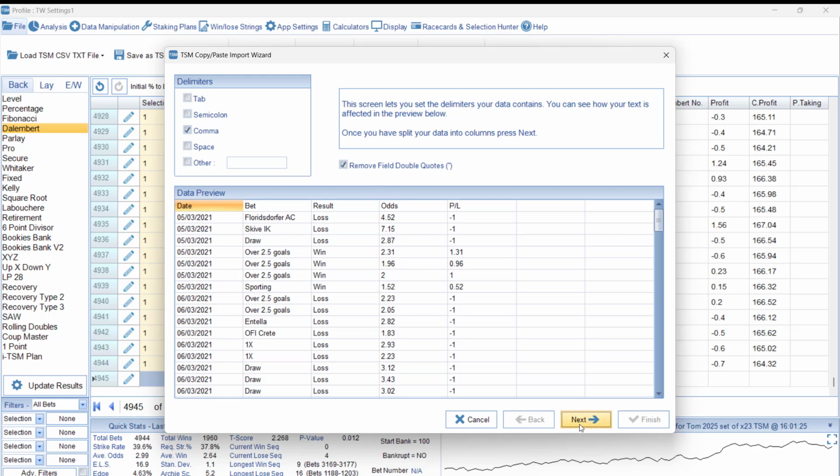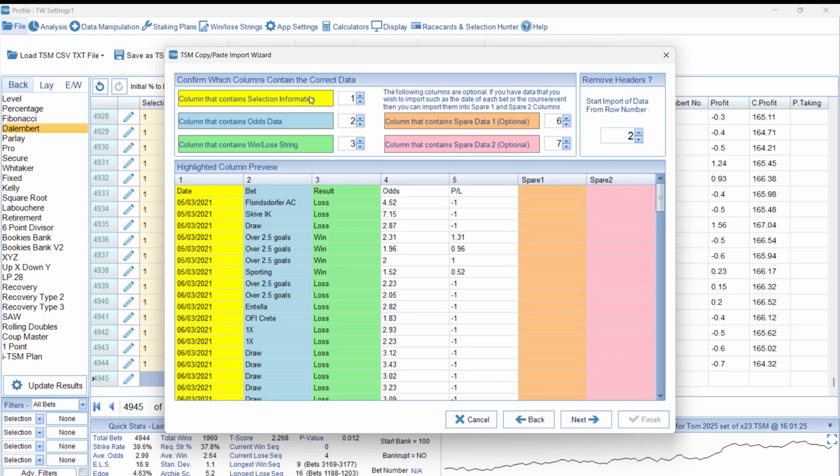We don't really care about this. We go to next, and it says it just needs to know the selection information, the odds data, and the win-lose string. The selection can be anything, that doesn't really matter. So the odds data here are in column 4, so I changed this to column 4. The win-lose string is in column 3, it's already at column 3. That's fine. I'm going to use the date as my selection information. I don't really care what the bet was.